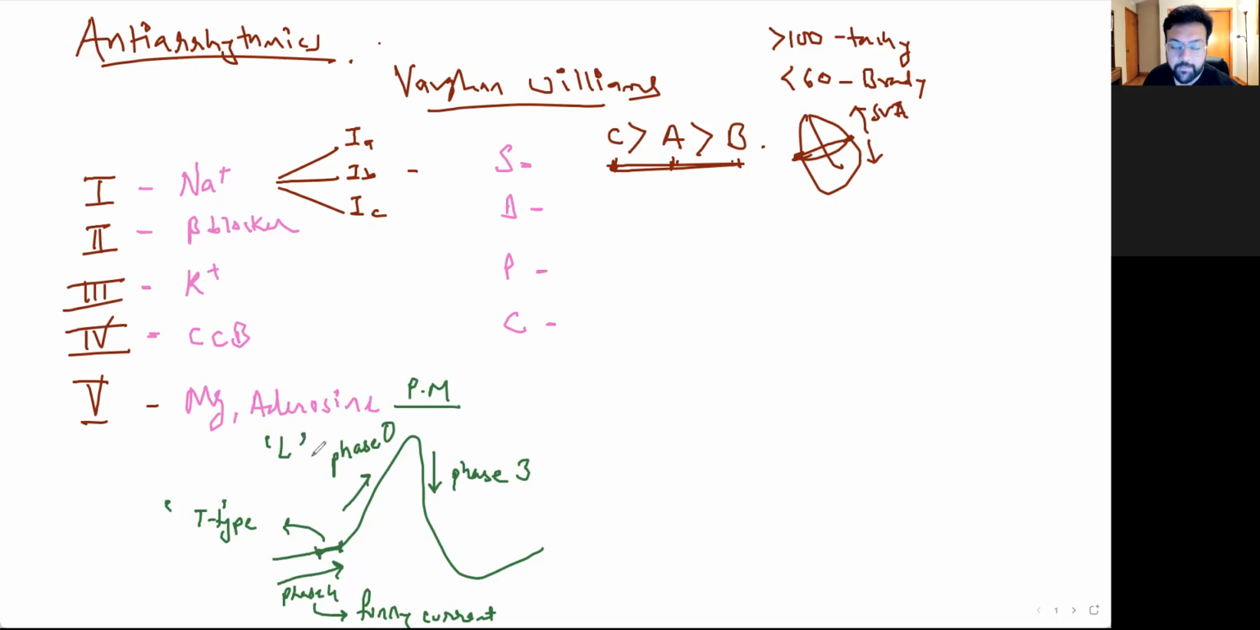L type, which is also called a long acting calcium channel. Remember, this is T type, that's the transient acting calcium channel. L type is the long acting calcium channel, which is responsible for phase 0. And this is mediated by calcium.